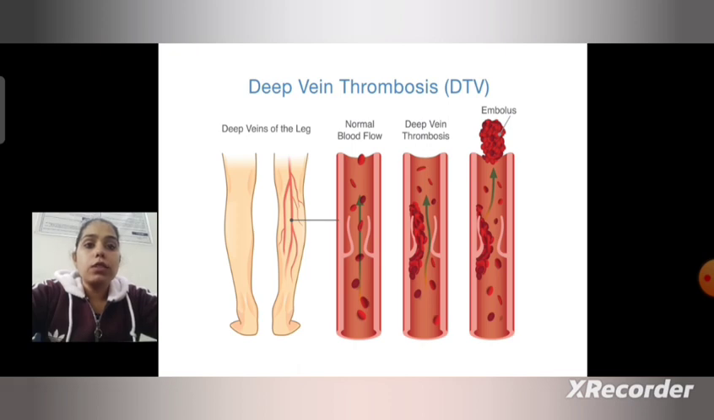Deep vein thrombosis. This figure shows the deep veins of the leg. It is a normal blood flow. There is accumulation of the blood and it forms a thrombosis. When it dislodges, it forms the embolus.